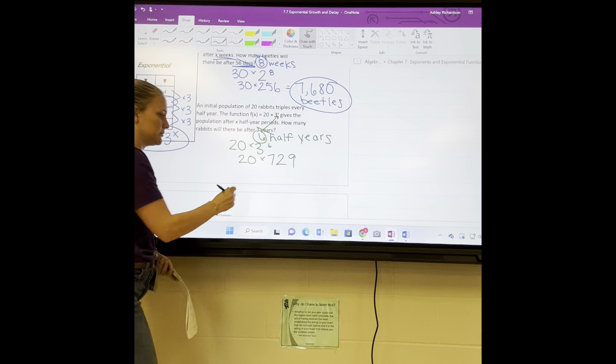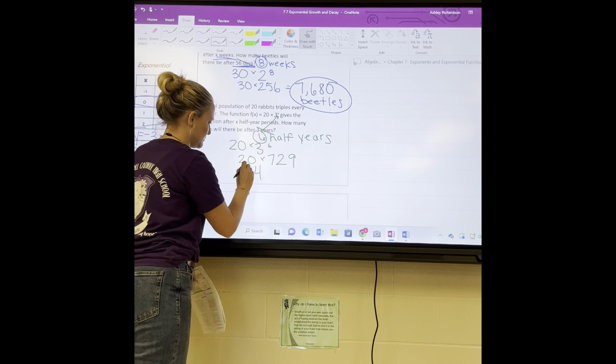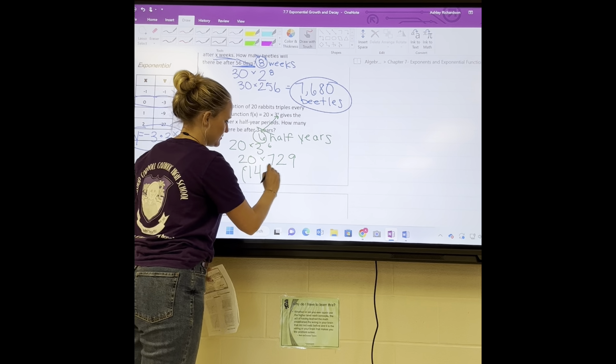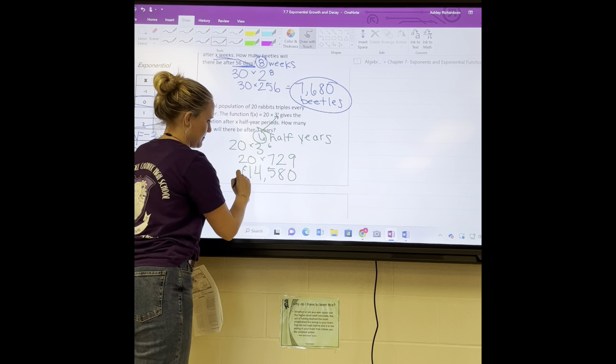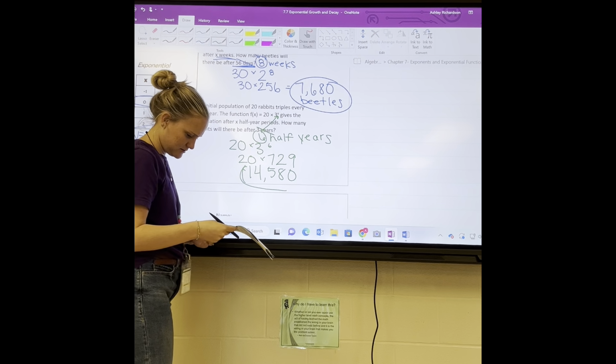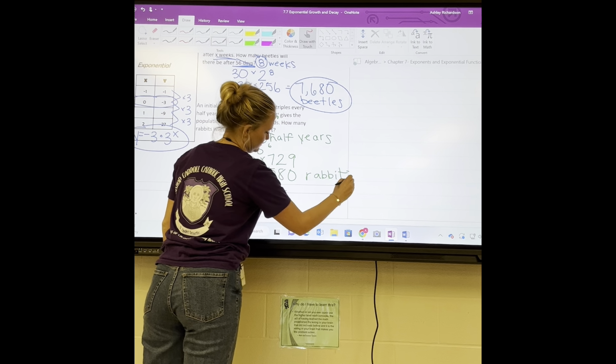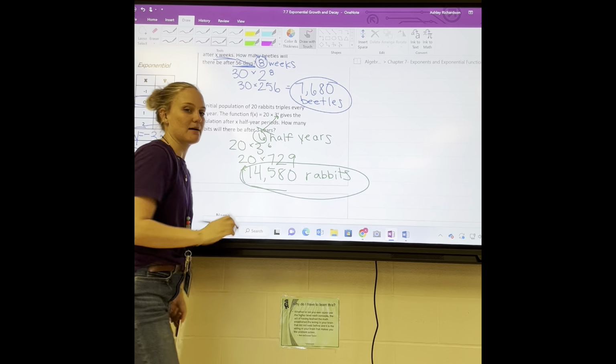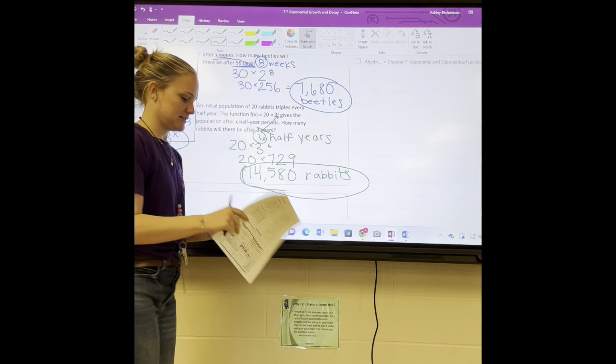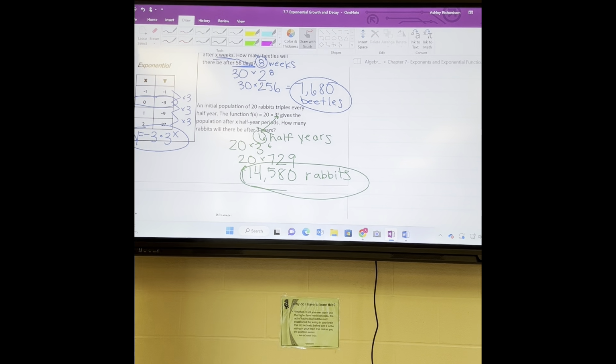When you multiply that out, you would get 14,580 bunnies, rabbits. Can you guys even see? I don't know. Okay, next page.